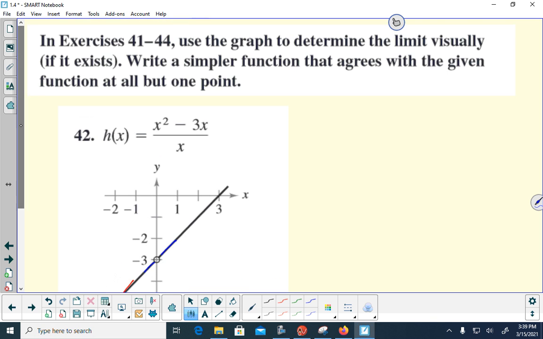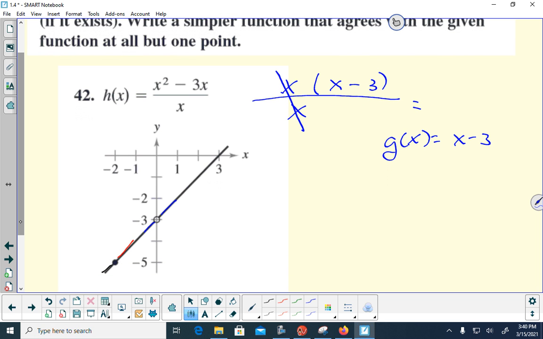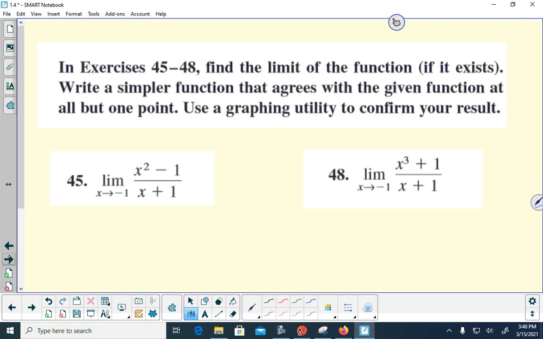Then it asks me to write a simpler function that agrees with the given function at all but one point. So from the numerator, I'm going to factor out an x and make it x times x minus 3 all over x. Here the x's will simplify, and my simpler function, which I'm going to call g of x, is going to be x minus 3, which is why I have this straight line. I have this line with a y-intercept of -3, and it looks like it has a slope of 1. That matches that equation.